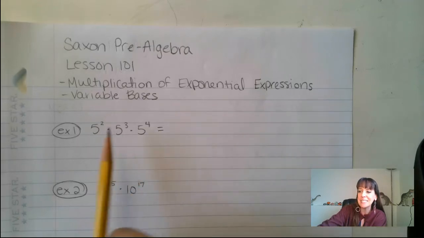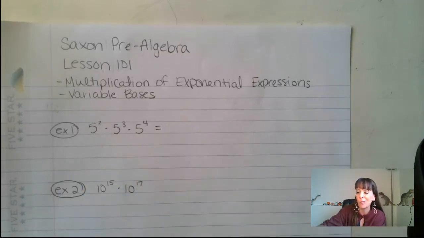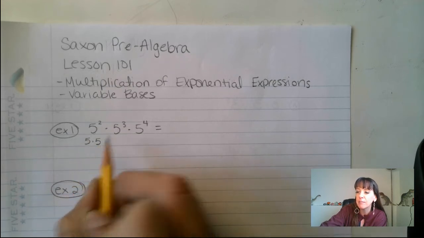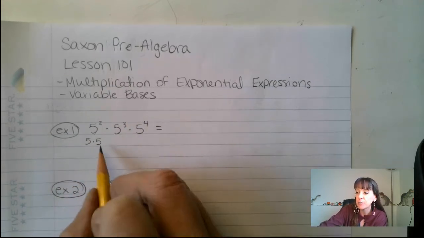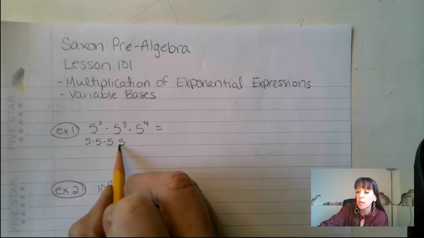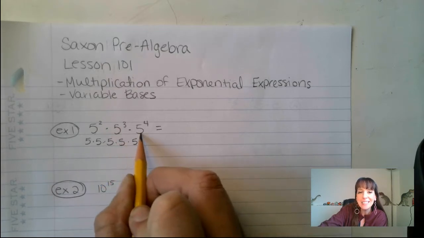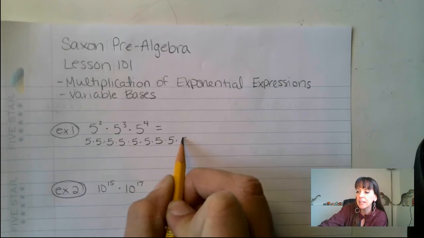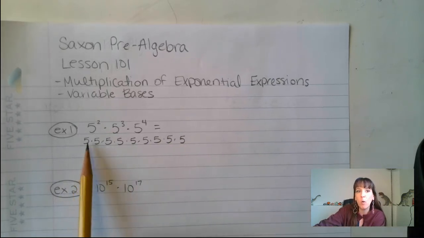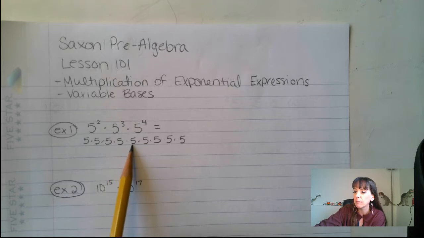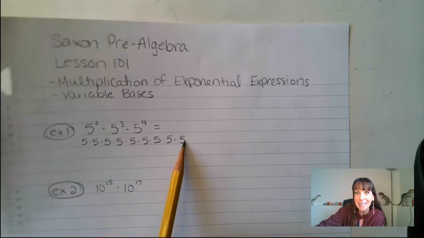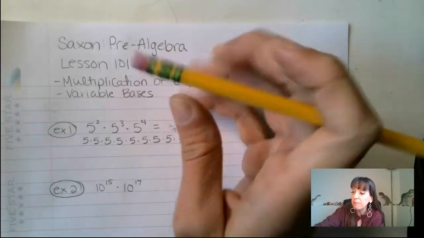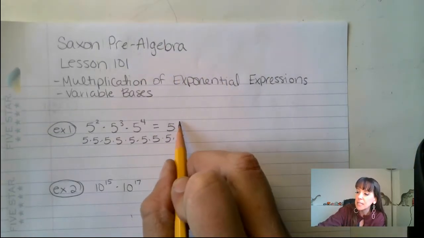Guys, if the base is the same, this is great. Here, this is shown as two 5s, 5 times 5. This one is shown as three 5s. This is shown as four 5s. Total, we have 1, 2, 3, 4, 5, 6, 7, 8, 9. So that would be x, or whoops, not x. That would be 5 to the 9th power.